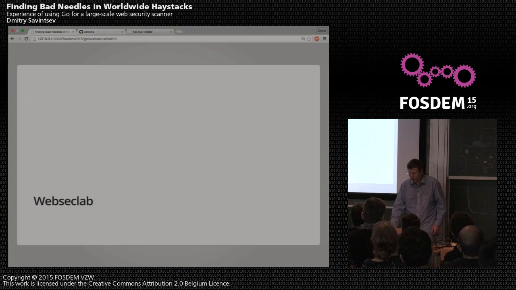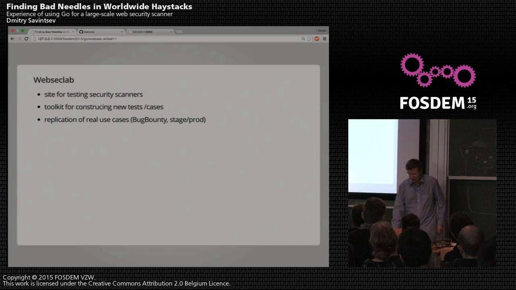So I wrote a set of tests in Go. It is a site for testing web security scanners, such as XSS scanners, and it is similar to, recently, I think the idea was in the air, Google's open source Firing Range. So it's a similar idea, but it's in Java.